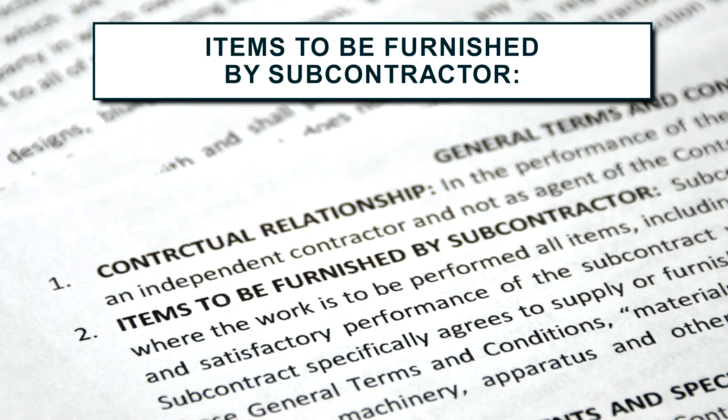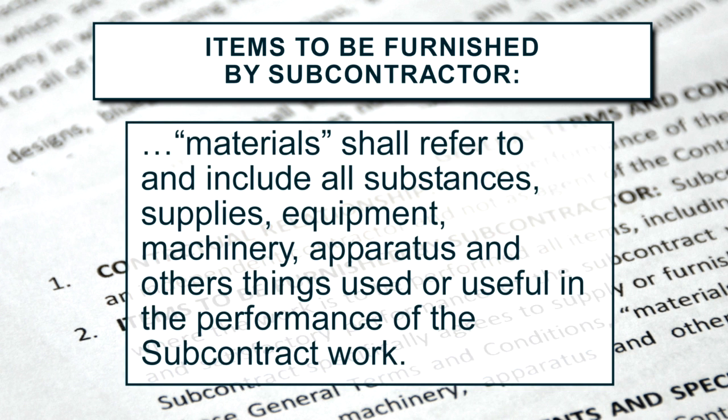In item number 2, items to be furnished by the subcontractor, note that this particular general terms and conditions says all items, including labor and materials. And it will go down further and say materials shall refer to and include all substances, supplies, equipment, machinery, apparatus, and other things. When you read this, you need to also go back to that variable part of items to be furnished by the contractor. It said none. Therefore, you might be responsible for the scaffolding. You're going to be responsible for all the equipment. If there is no crane on the job, and no one said that you were going to have a crane at your disposal, you've got it.